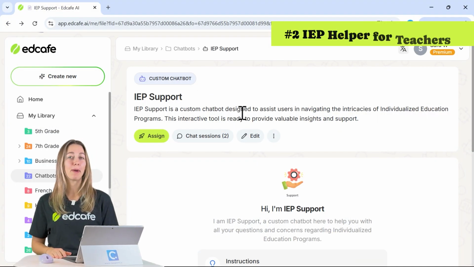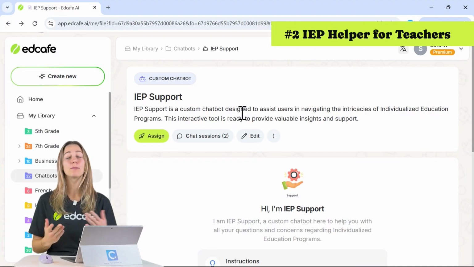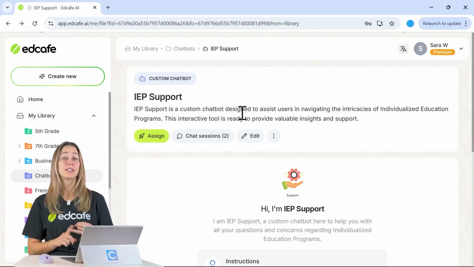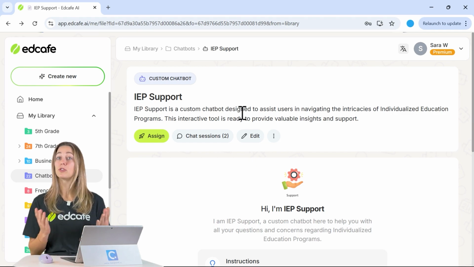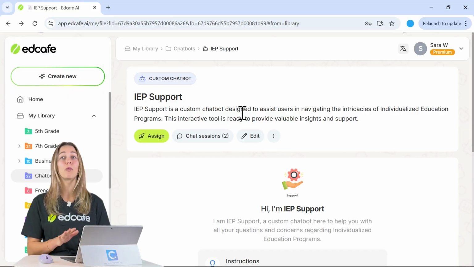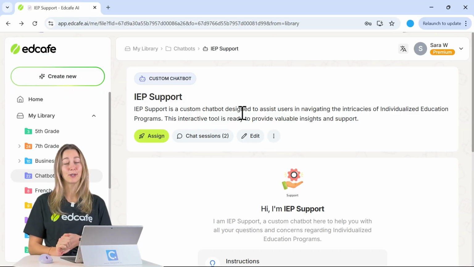Number 2, create your chatbot to be an IEP helper. This helps teachers track student accommodations, suggest some differentiated strategies, and provide IEP-aligned responses. So if a teacher needs to accommodate several students with different learning needs, the IEP support chatbot can provide personalized support by generating those detailed IEPs also.